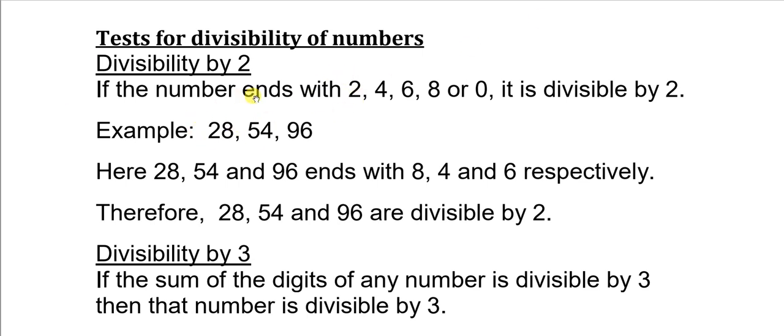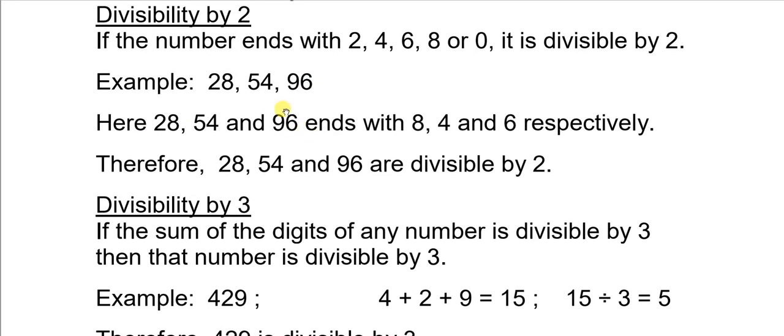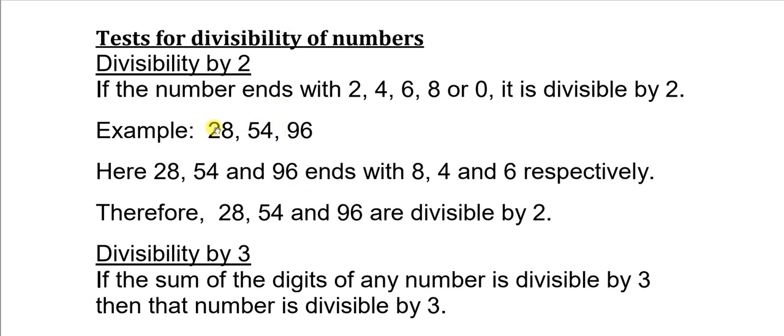For example 28, 54, 96. In these numbers you can see this number ends in 8, this in 4, this in 6. So if the unit digit is 2, 4, 6, 8 or 0 in any number, then that number is divisible by 2. Divisible means when you divide 28, 54, 96 by 2, you will get remainder 0.